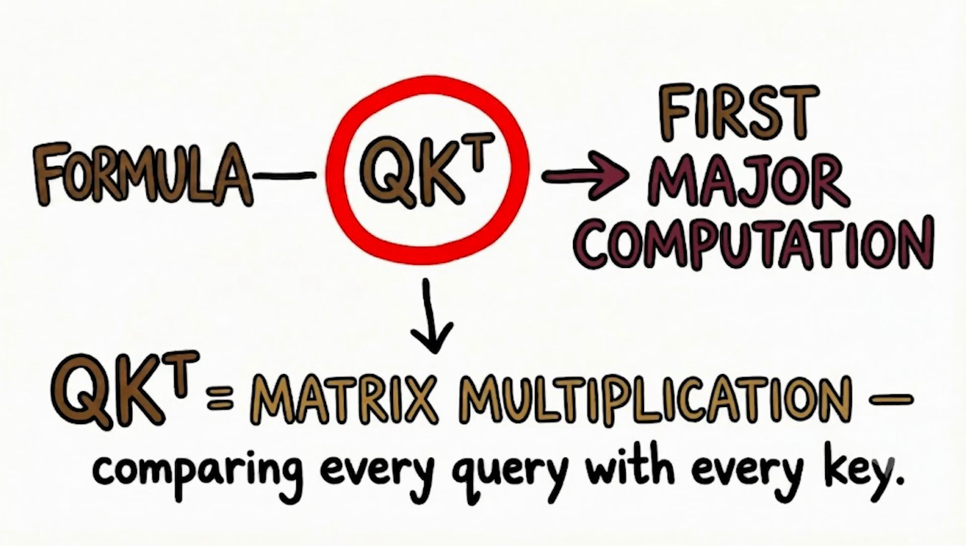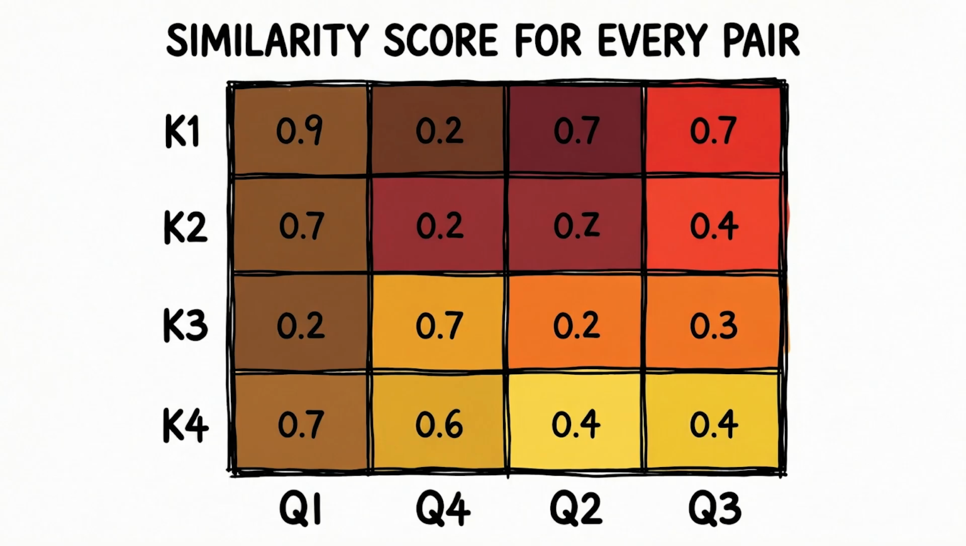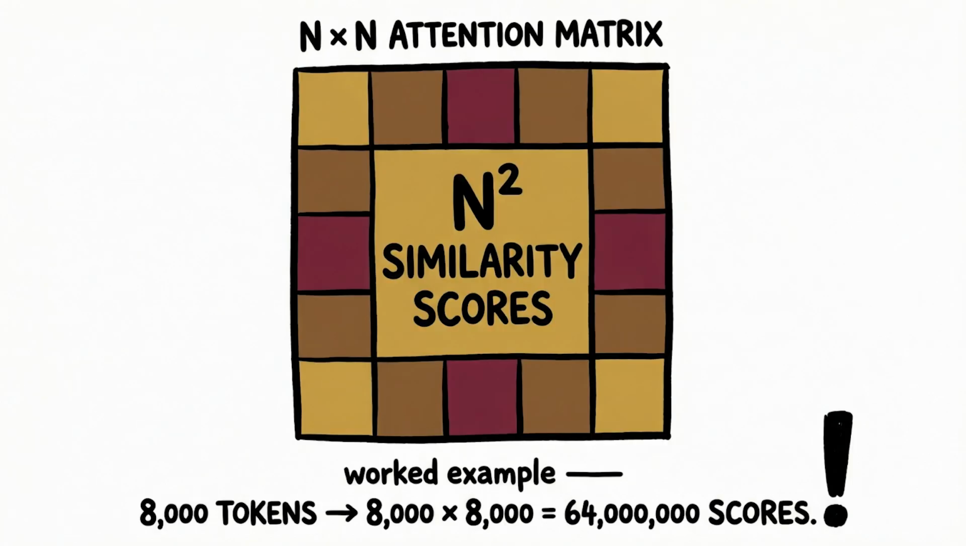The first major computation is the matrix multiplication Q multiplied by K transpose. This operation compares the query vector of every token with the key vector of every other token, producing a similarity score for each pair. If the sequence contains n tokens, the result is an n by n attention matrix containing n squared similarity scores. For example, with an 8,000 token sequence, a single attention head computes 64 million similarity scores.